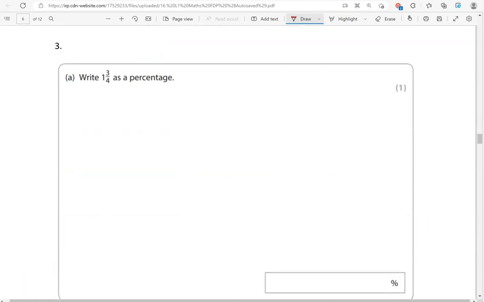Write 1 3/4 as a percentage. So 1, that is 100%. So 1 as a decimal is equal to 100%. 3/4, that is 75%. So altogether, that is going to be 175%.